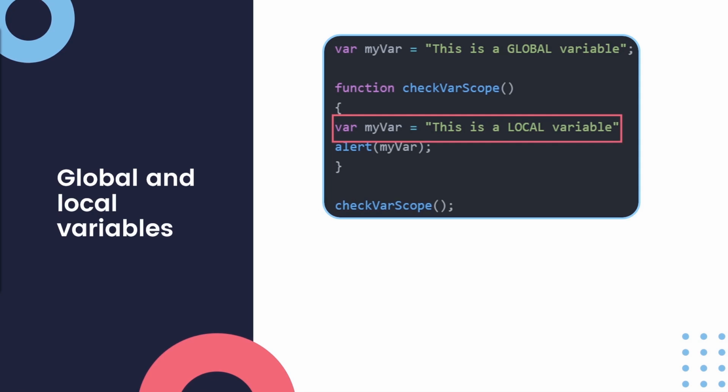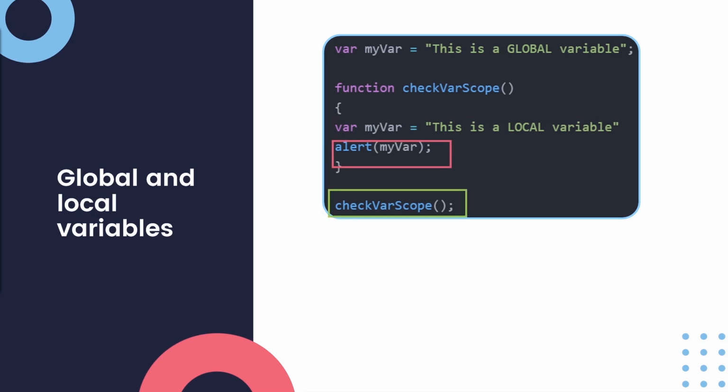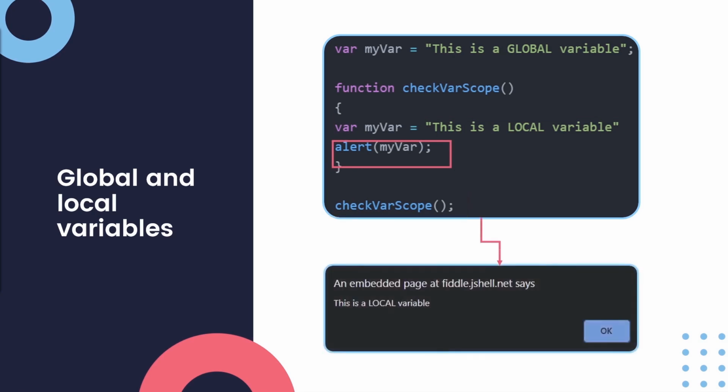So should this not be the case where we are overwriting our previous variable? No, it's not, because here we are creating a local variable within the scope of our function. We then alert that my_var, and then we call check_var_scope, and this is our output. The local variable again takes precedence over the global variable. Now this is extremely important when writing lengthy scripts in JavaScript.